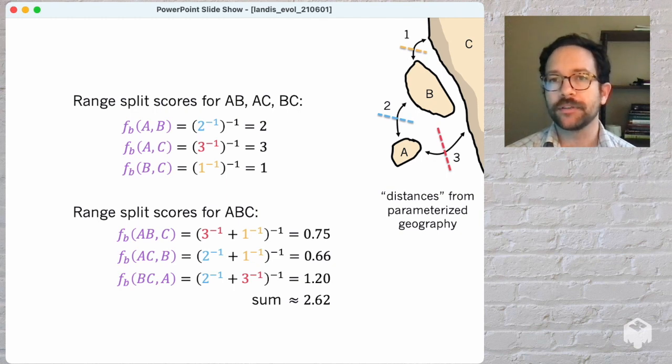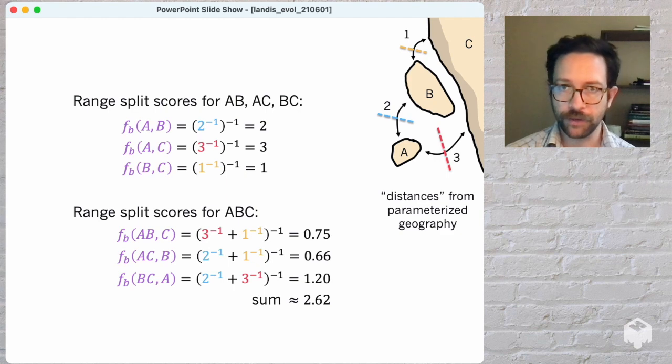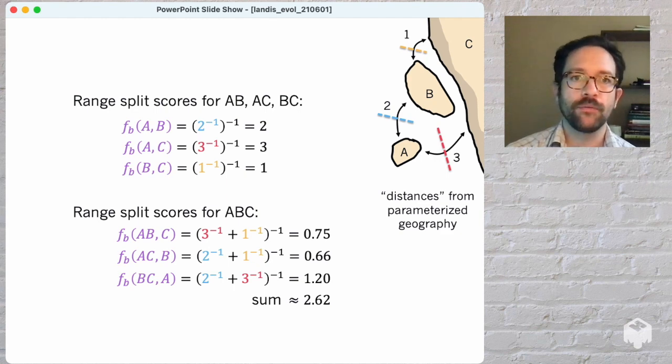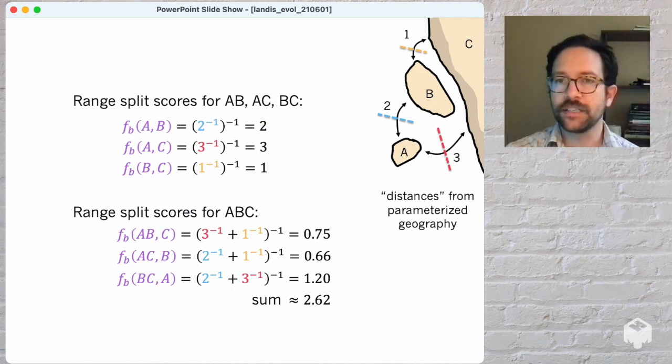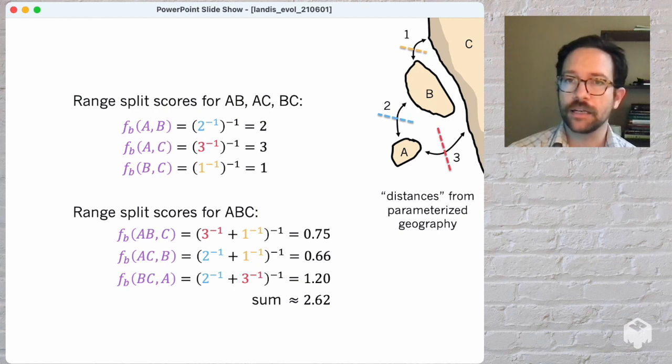Now, just to give you a flavor for how this works, the range split score is the inverse sum of inverse distances. Here I'm showing you a few of the computations for a 3-region system. We see that regions B and C are closest, regions A and B are second closest, and regions A and C are third closest. These distance measurements would come from some type of parameterized geography, just like we use for extinction.